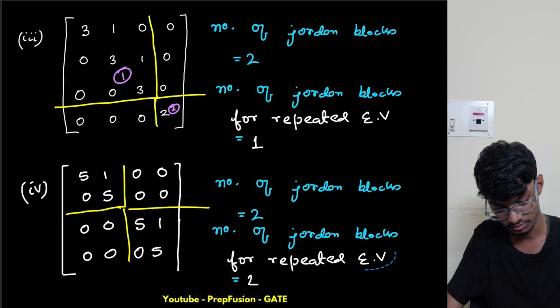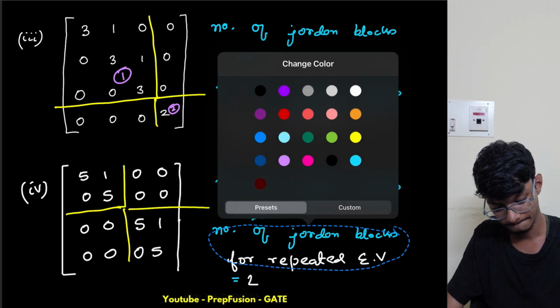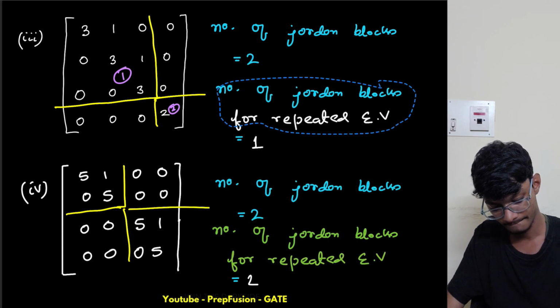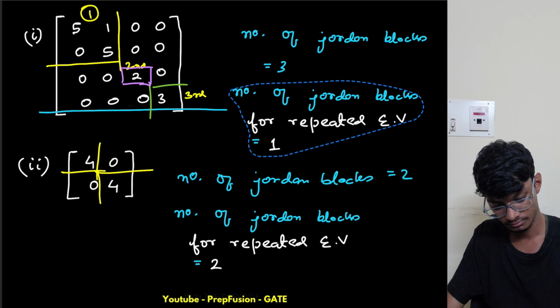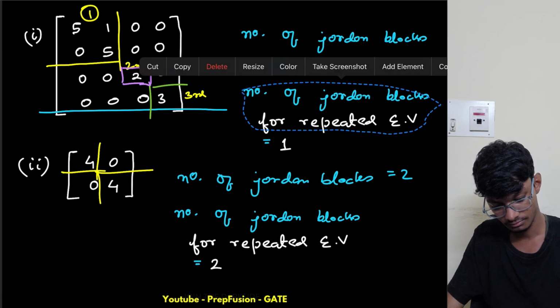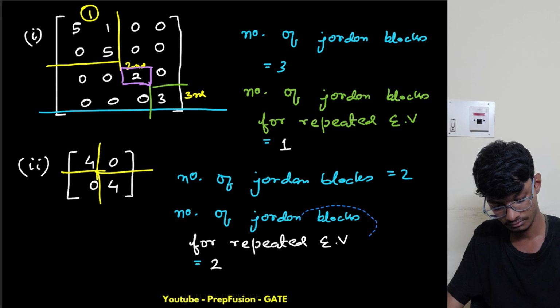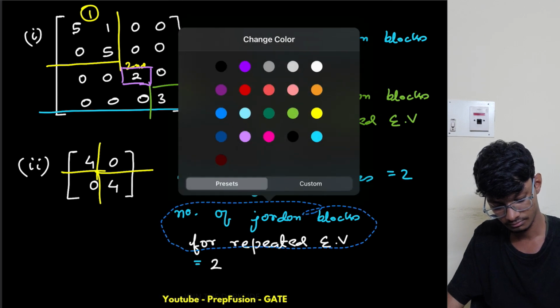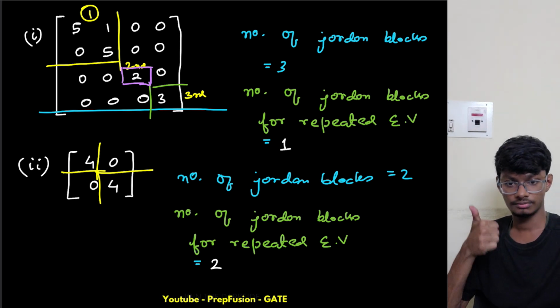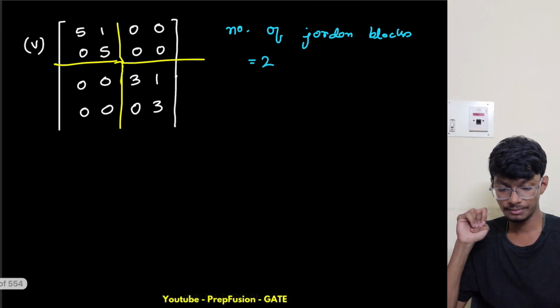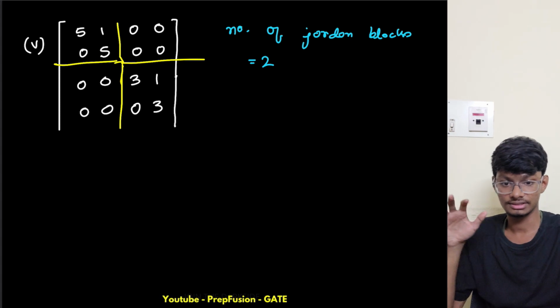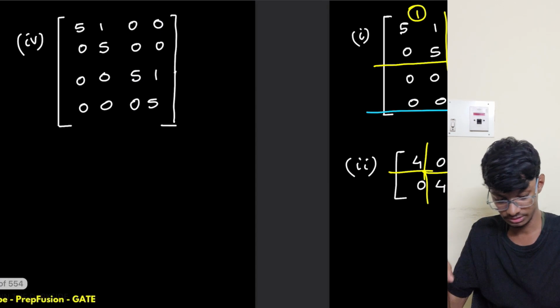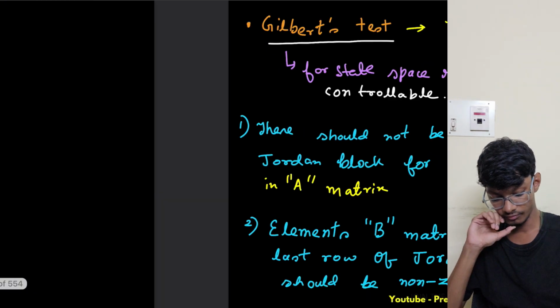Let me change the color of this one to distinguish it from the previous one. So this is basically what my repeated eigenvalue is. So that was the basic concept, right? Now let's check what you understood. Now what does the second condition tell us?